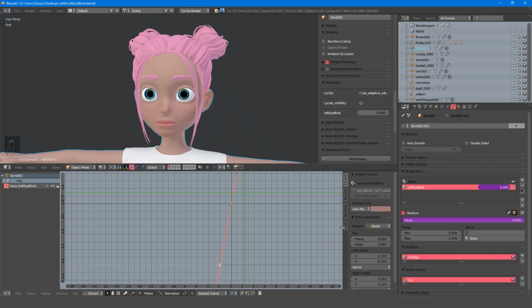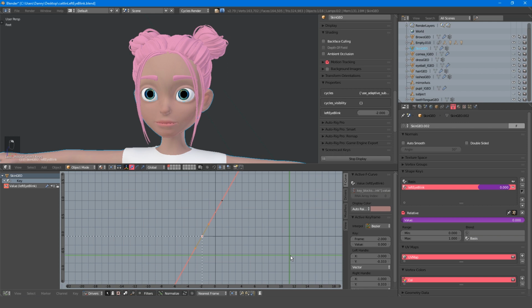And I want to draw your attention to Key, which shows the values of our selected keyframe. I find it very useful to think of frame as input and value as output. Currently our input and output are both at 0, so our output is already correct. We just need to change our input to minus 2. Notice how the graph changes.